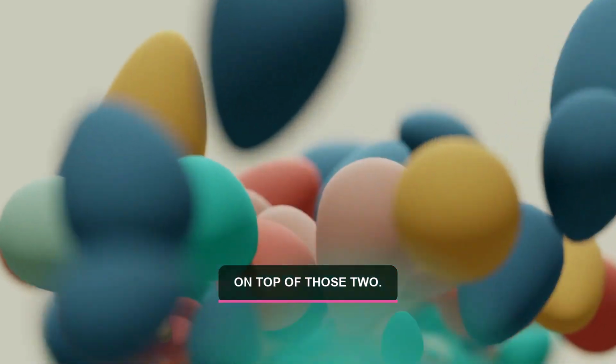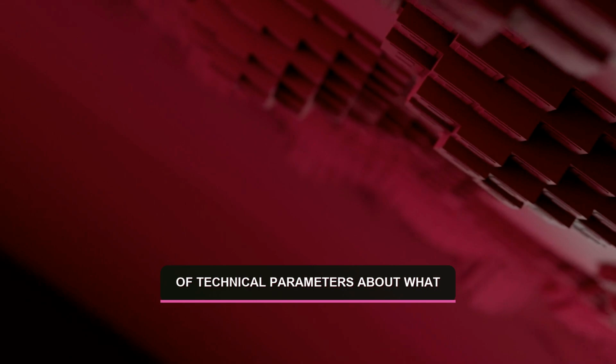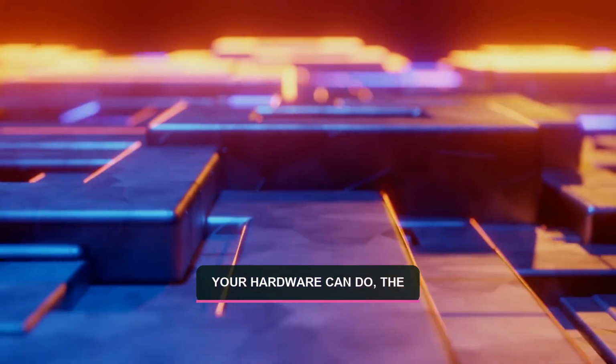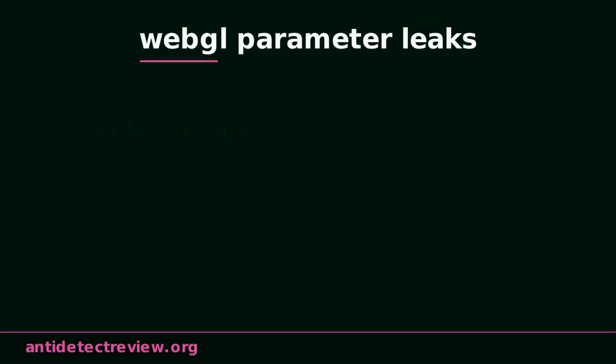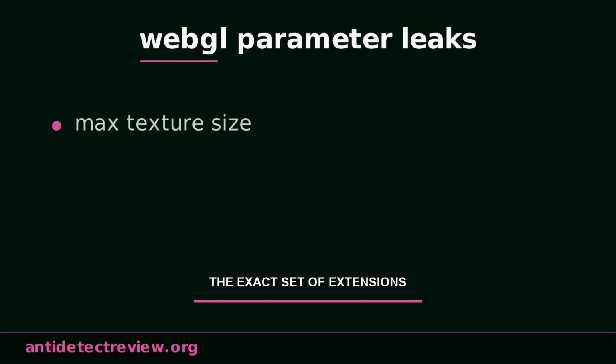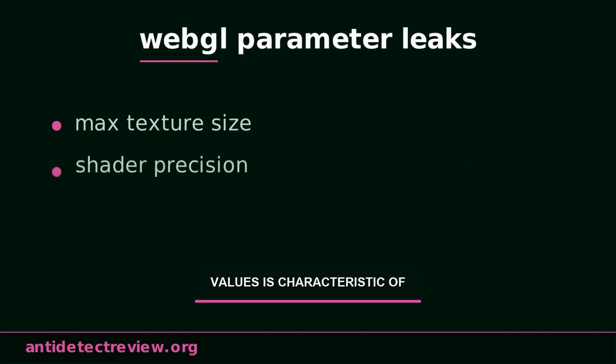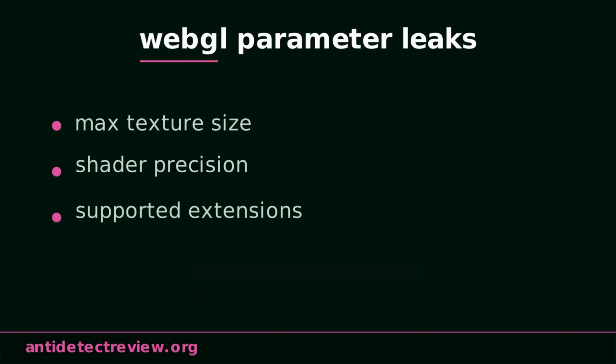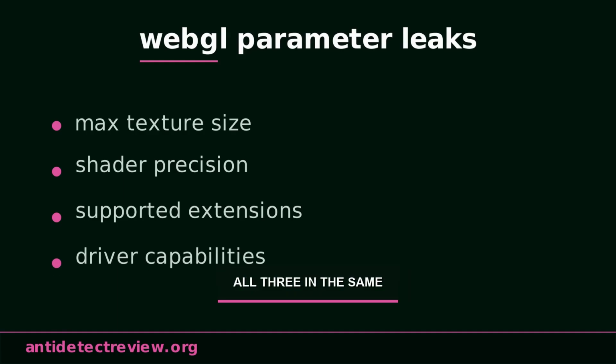There is a third layer on top of those two. WebGL exposes a long list of technical parameters about what your hardware can do, the largest texture it can handle, the precision of its math, the exact set of extensions it supports. Each of those values is characteristic of a particular GPU and driver combination, and together they add up to a rich, detailed portrait. So WebGL leaks three ways at once: as a name, as a rendered image, and as a specification sheet. And a detector can read all three in the same breath.